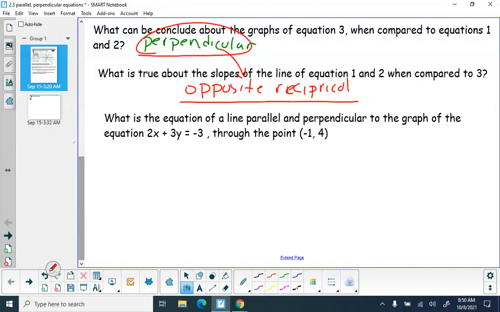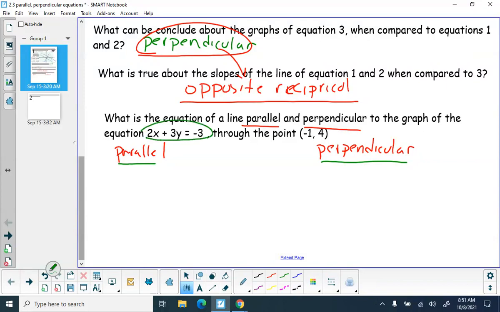Well, I have an equation here. What is the equation of a line that's parallel and then also perpendicular? There's going to be two different problems here. The first one's going to be parallel. The second one's going to be perpendicular. We want to be parallel to this line right here, and we want to go through the ordered pair -1, 4.